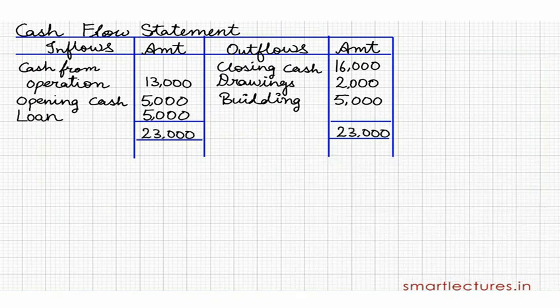I repeat it. On the outflow side: drawings 2,000, building purchased 5,000, closing cash 16,000. On the inflow side, I mean the left hand side: opening cash 5,000, cash from operation 13,000, loan taken 5,000, and total 23,000 rupees.